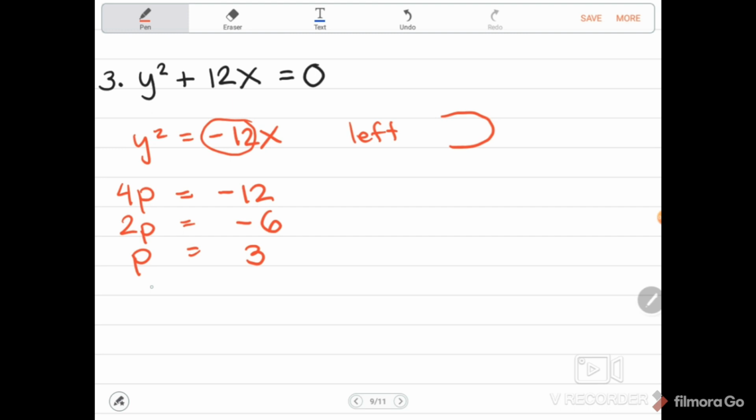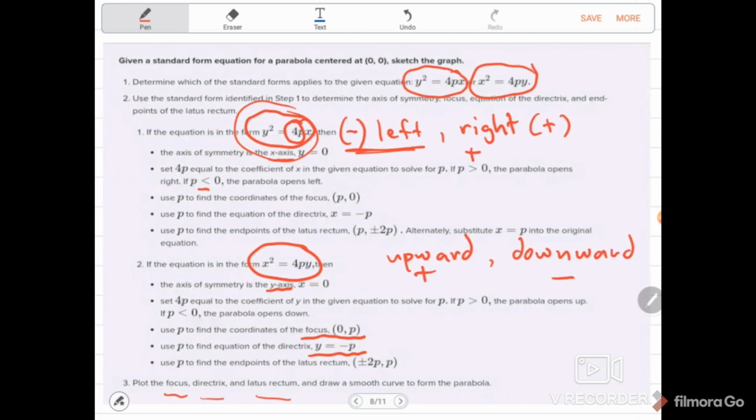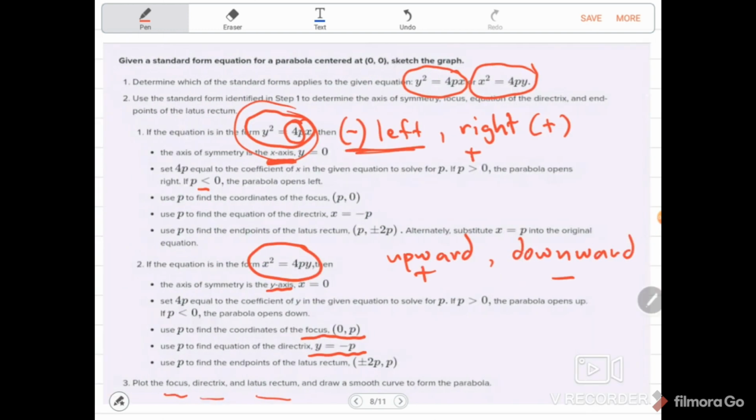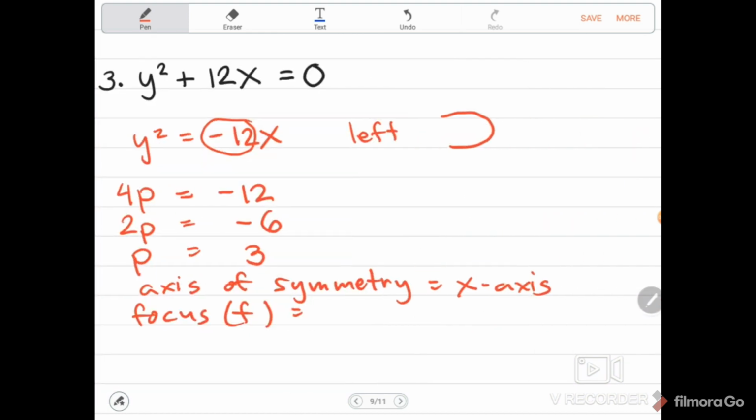So, focus. Axis of symmetry muna tayo. What is the axis of symmetry? That is x-axis. Then focus, or the F. What will be the focus? Focus will be P and 0. What is the value of P? This is negative 3. So, we have negative 3 and 0.